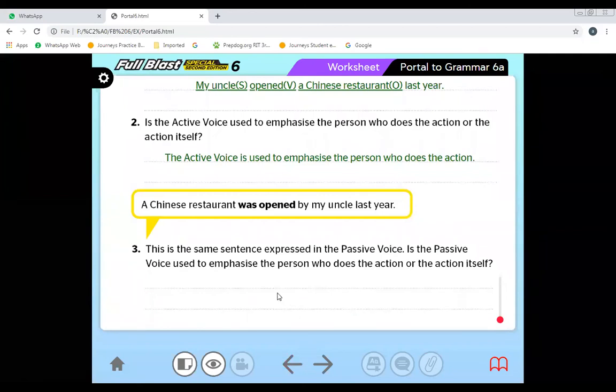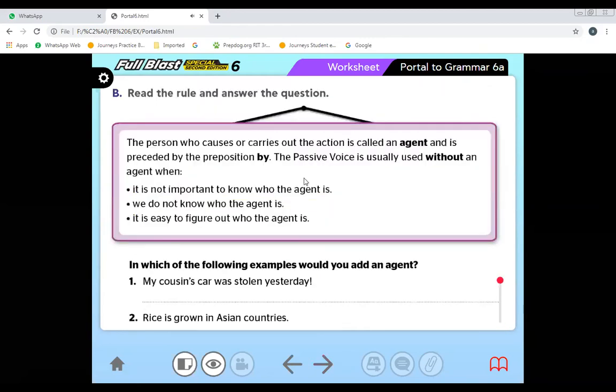Excellent, the action itself. So the right answer is the passive voice is used to emphasize the action itself. Okay? Let's go to this.